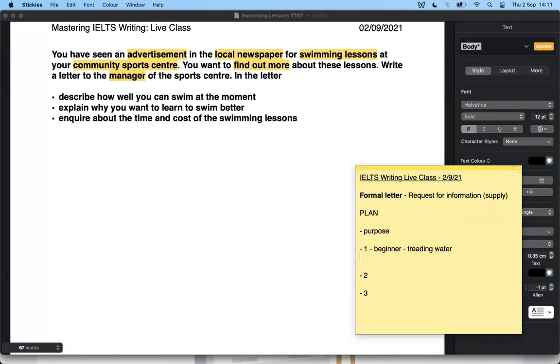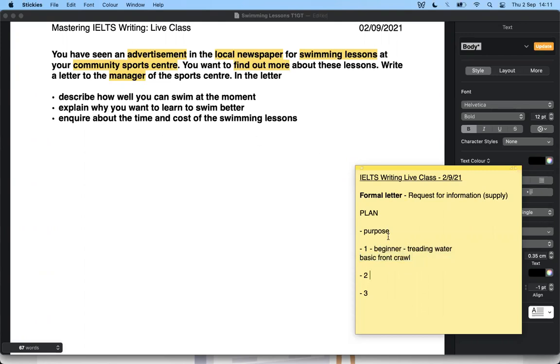Maybe what most people learn at the very beginning is either breaststroke or front crawl, or what kids often use is doggy paddle. We call it doggy paddle, but I'm going to just say front crawl. We could say a very basic front crawl. You know, we don't put our head underwater. We don't know how to do that yet. We don't know how to breathe underwater. So just a couple of ideas here. That's the main thing. Okay, let's move on to the second paragraph.